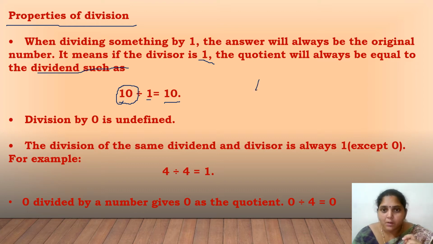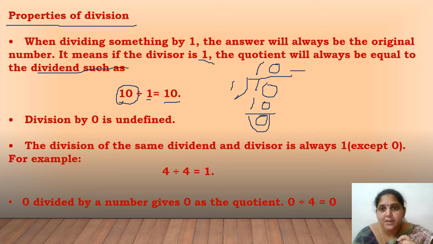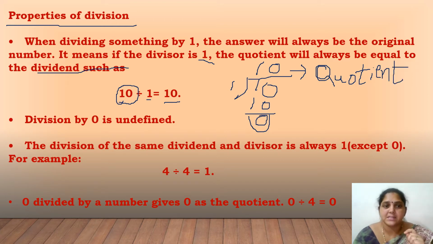How? So 10 is my number. I have to divide it by 1. So in the 1 table, 10, how many times does it come? 1 tens are 10. What is my remainder? 0. If you observe here, this is my quotient, and my quotient will be the number itself. Yes or no? My quotient will be the number itself. So whenever you divide any number by 1, the quotient will be the number itself.